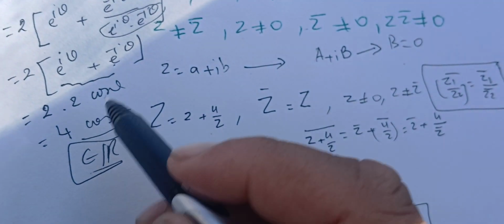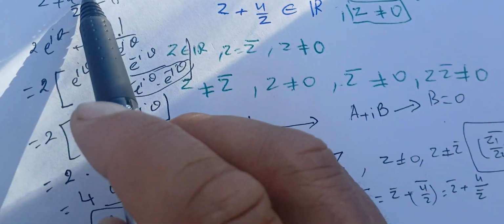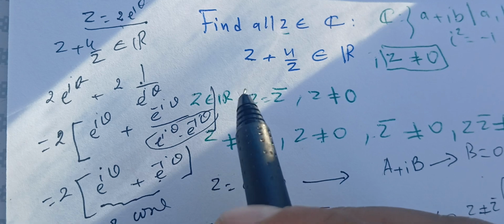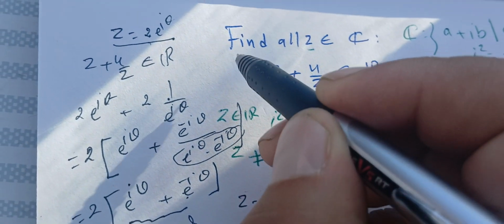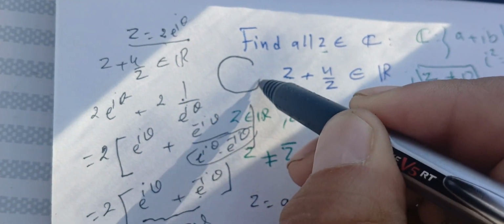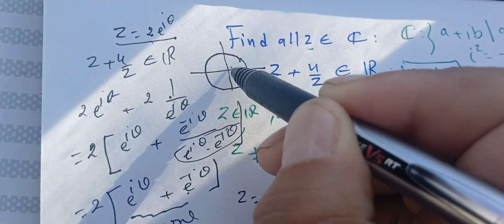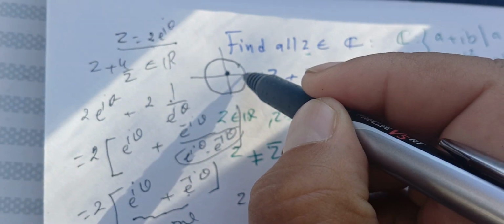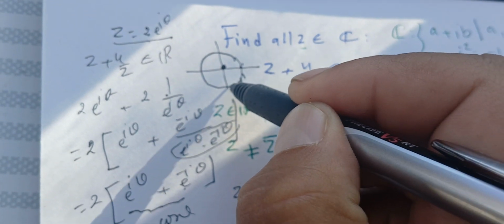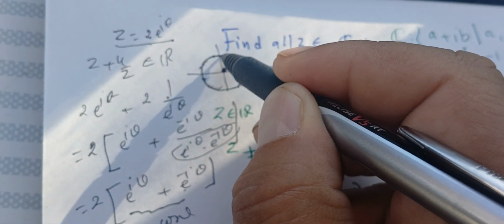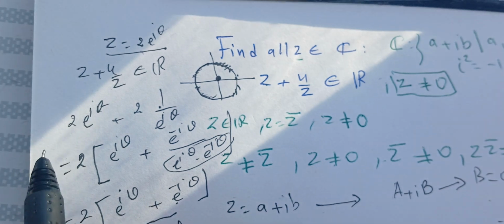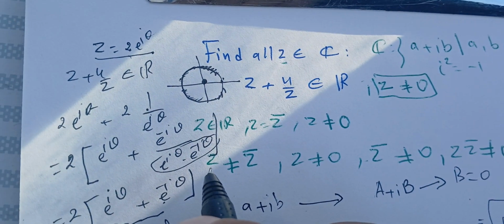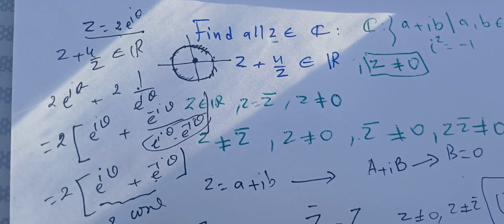So once I found z in this form, that means I found all the solutions and I can graph them. I know that the origin is not part of the solution. So the numbers, this is 2, all these numbers here. So this is the circle centered at (0, 0) and having radius 2, for any theta in R. So this is the set of solutions for this problem.